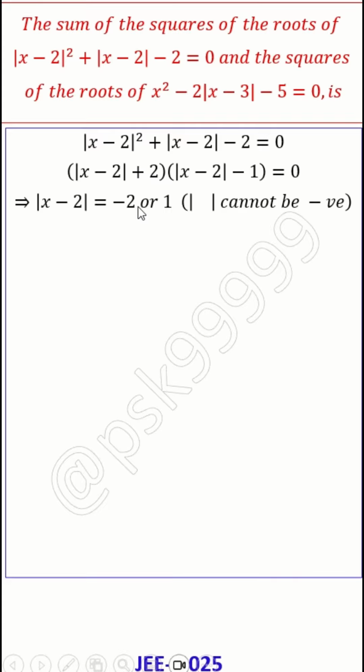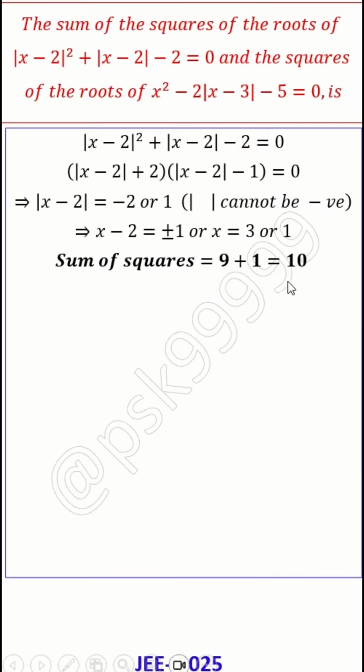So |x − 2| equals −2 or 1. Okay. Now, absolute value cannot be negative, right? So this is not possible. −2 is not possible. Only 1 is a possible value. So |x − 2| = 1, or x − 2 equals plus or minus 1, so x is equal to 3 or 1. Okay. Now the sum of squares of these roots is 9 plus 1, which is 10. Okay. So this is a subtotal.